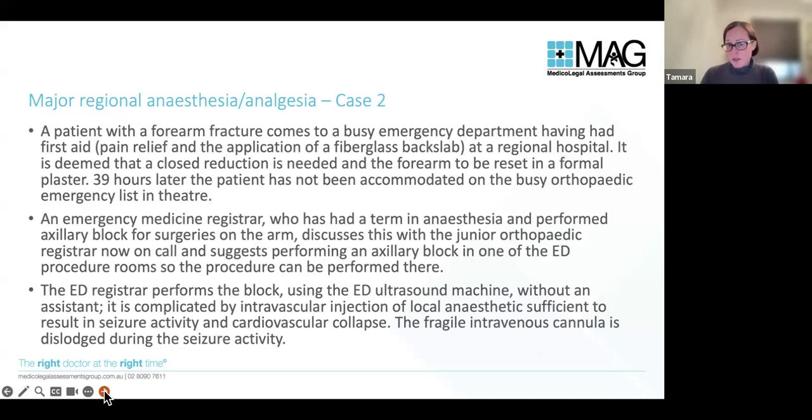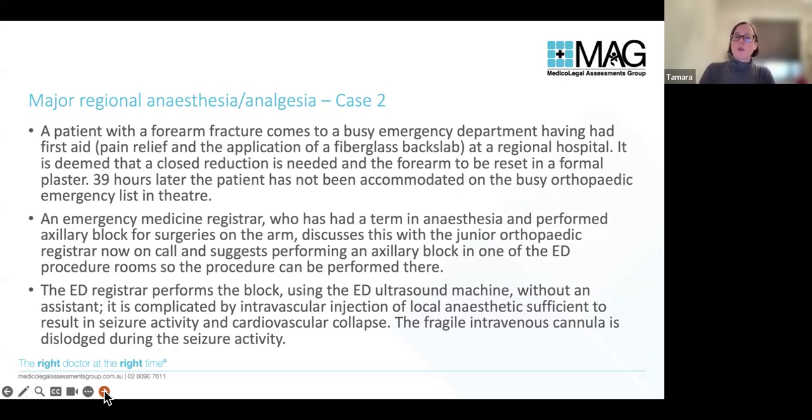A patient has a forearm fracture, probably skiing, who knows. They have come down to a busy emergency department after having sort of first aid, pain relief, and a temporary back slab to stabilise their forearm to relieve pain at the small regional hospital, and told that you'll need to go to the big smoke for this to be fixed.